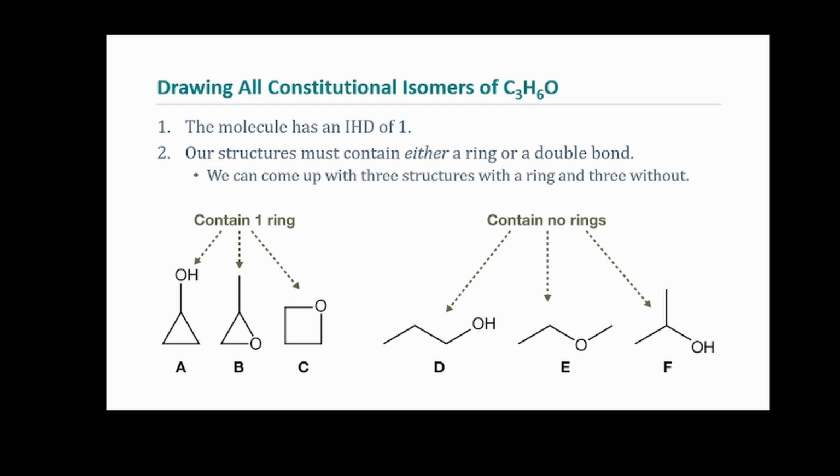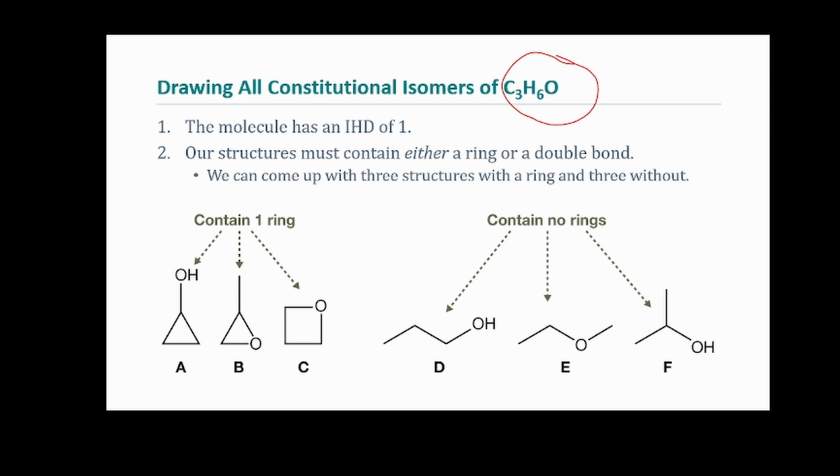Okay, so this is drawing all the constitutional isomers of something that has an IHD of 1. I just want to make sure that we have an example of this so you understand what's going on when you look at one of these. So, again, this molecule here ends up with an IHD of 1. If we go through and do the saturated versus unsaturated, like we did in the previous problem before, our structure has to contain either a ring or a double bond in it. Can it have a triple bond? No. Triple bonds have an IHD of 2, don't they? So we can't have a triple bond. But we can have a ring or a double bond.